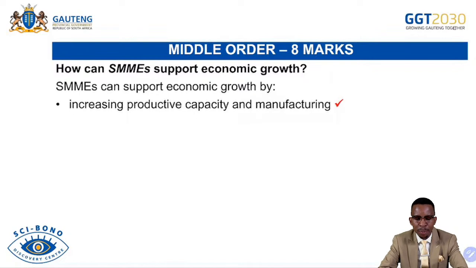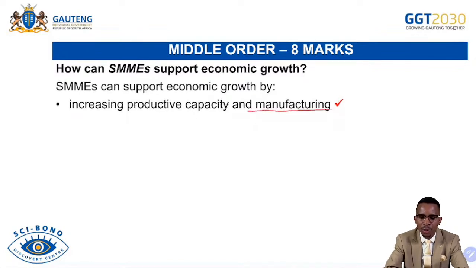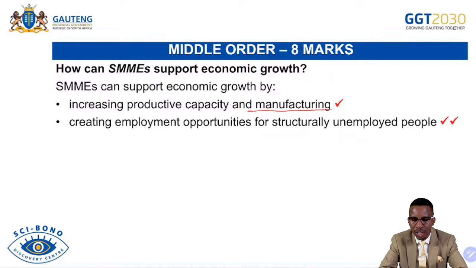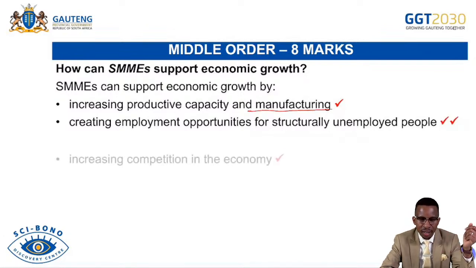So, increasing productive capacity and manufacturing. If ever the government focuses on supporting SMMEs, there will be a greater level of manufacturing sector in the economy, creating employment opportunities for structurally unemployed people. So people will be getting jobs and be able to earn income and demand more goods and services, which will encourage local firms to produce even more goods and services.